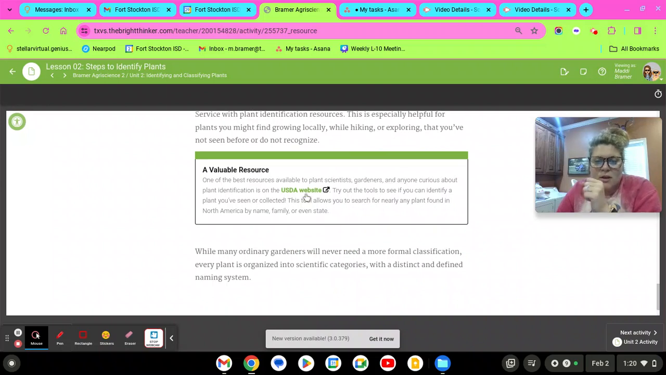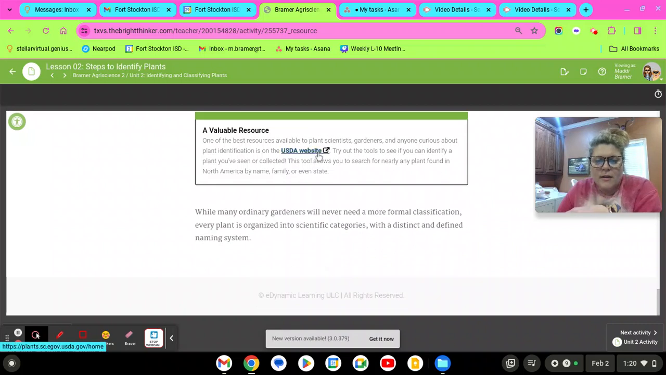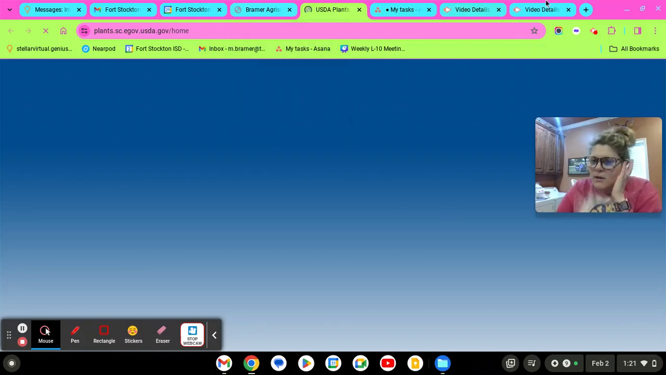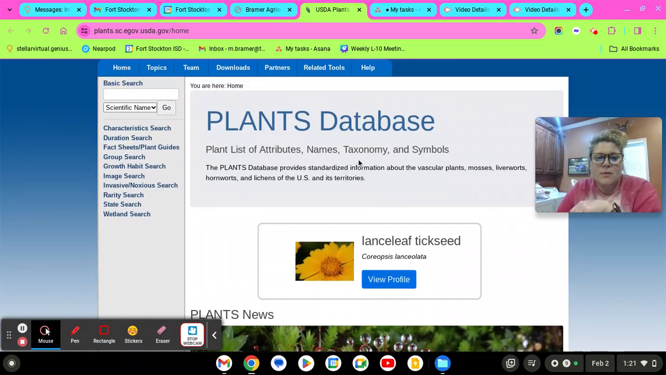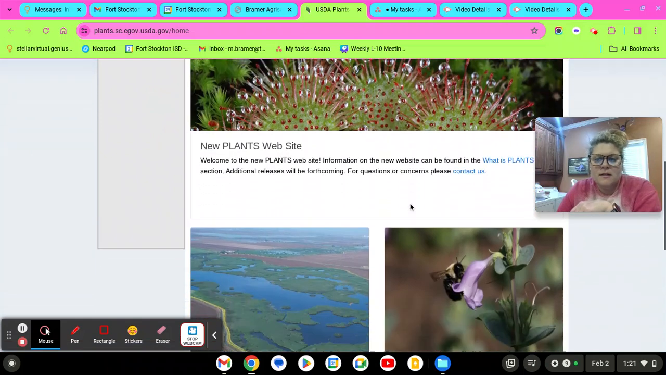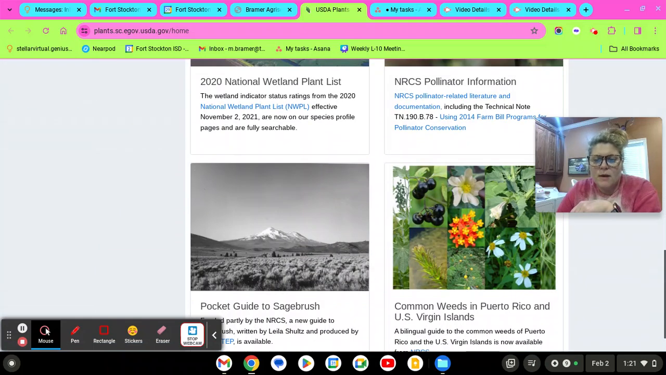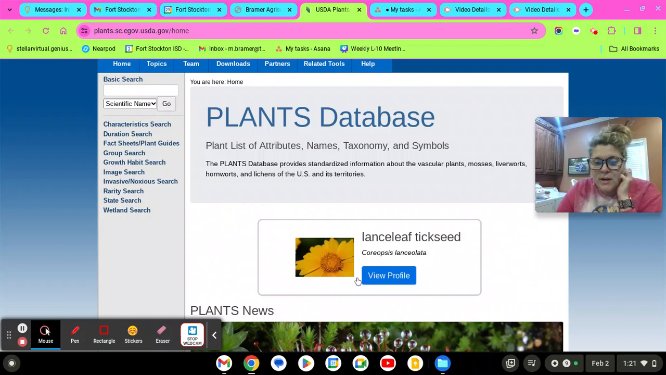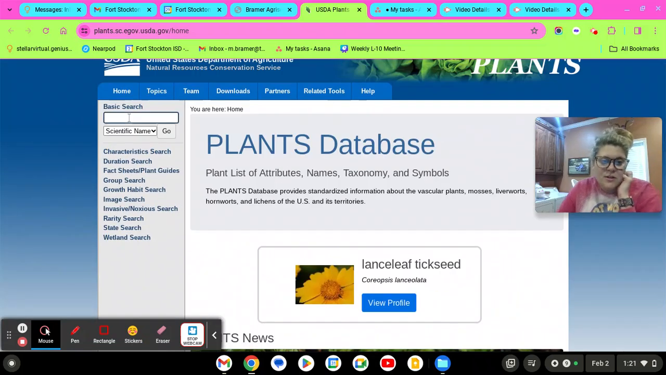One of the best resources, you can go on the USDA website and try out the tools and see if you can identify a plant. While many ordinary gardeners will never need a more formal classification, every plant is organized by scientific categories. Most people just use the common names, but we do have scientific names. So this is that USDA website, and it's the plants database. You can look and just hang out in here, look at all these things, common weeds in Puerto Rico and Virgin Islands, sagebrush. You can search. So let's just search.